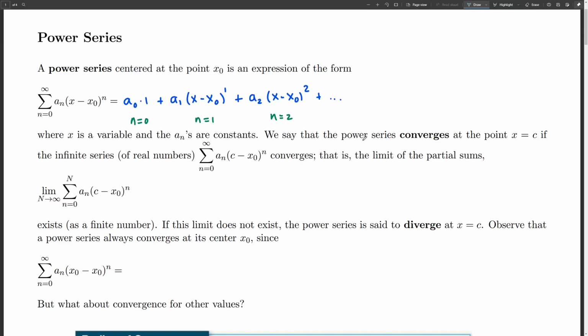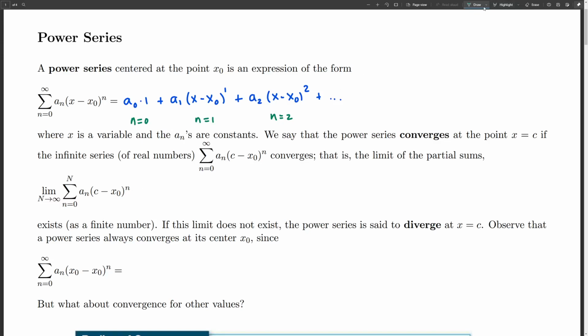We say that the power series converges at the point x equals c if the infinite series of real numbers sum n equals 0 to infinity of a sub n times c minus x naught to the power n converges. That is, the limit of partial sums given by limit as capital N goes to infinity of the sum from n equals 0 to capital N of a sub n times c minus x naught to the power n exists.